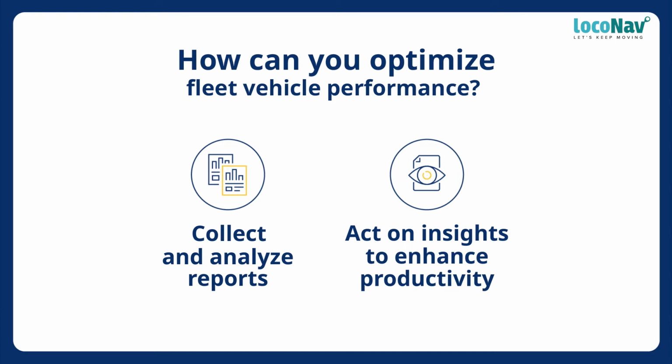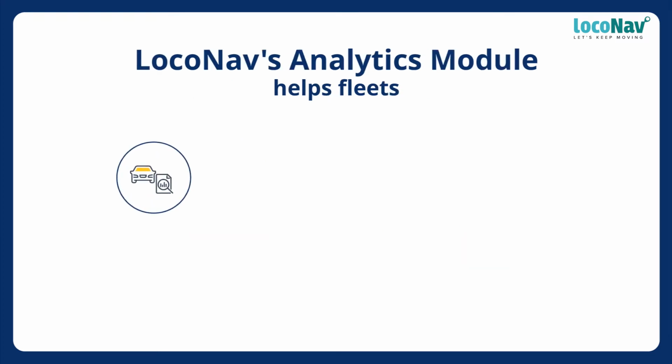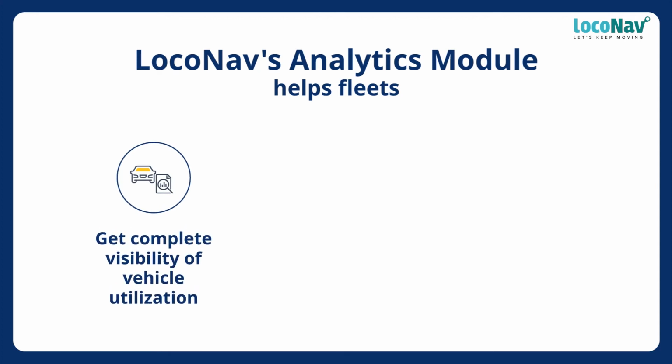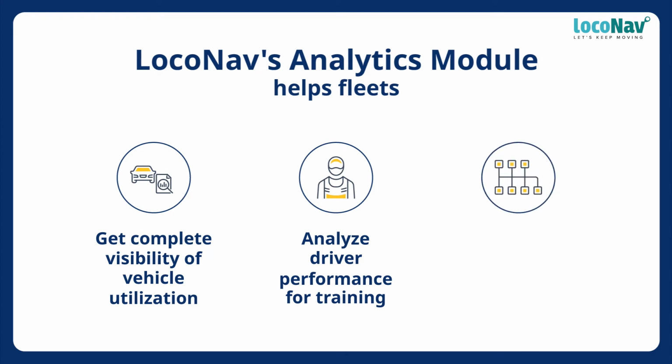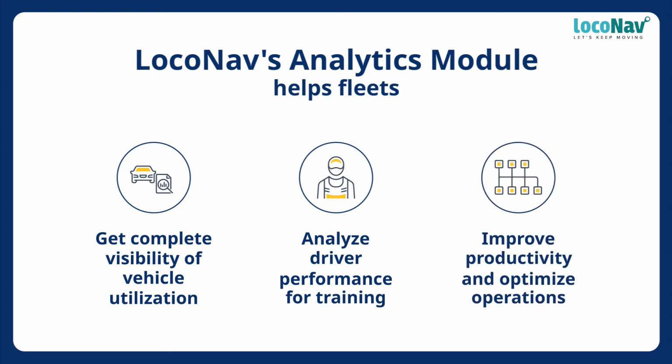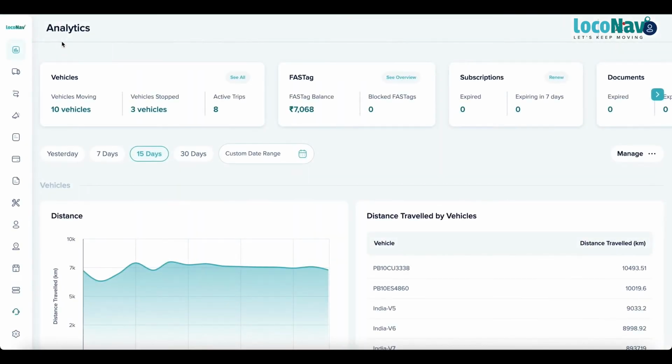For example, in a fleet of 100 vehicles, to figure out the total number of times the vehicles deviated from a designated route, the fleet manager or fleet owner will need to check the route deviation done by each vehicle individually, which will require a lot of effort on a daily basis. These kinds of problems can be addressed through technology, and this is where LocoNav comes in.